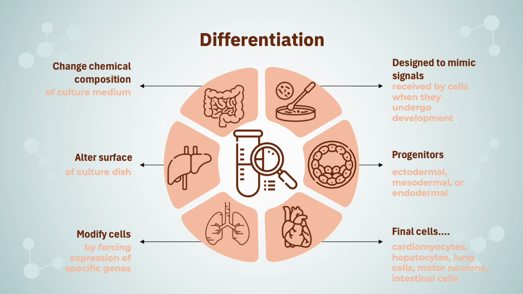There are numerous protocols about the methods of forming progenitors of cells of each of the germ layers, such as cardiomyocytes, hepatocytes, renal cells, lung cells, motor neurons, intestinal cells, and chondrocytes.